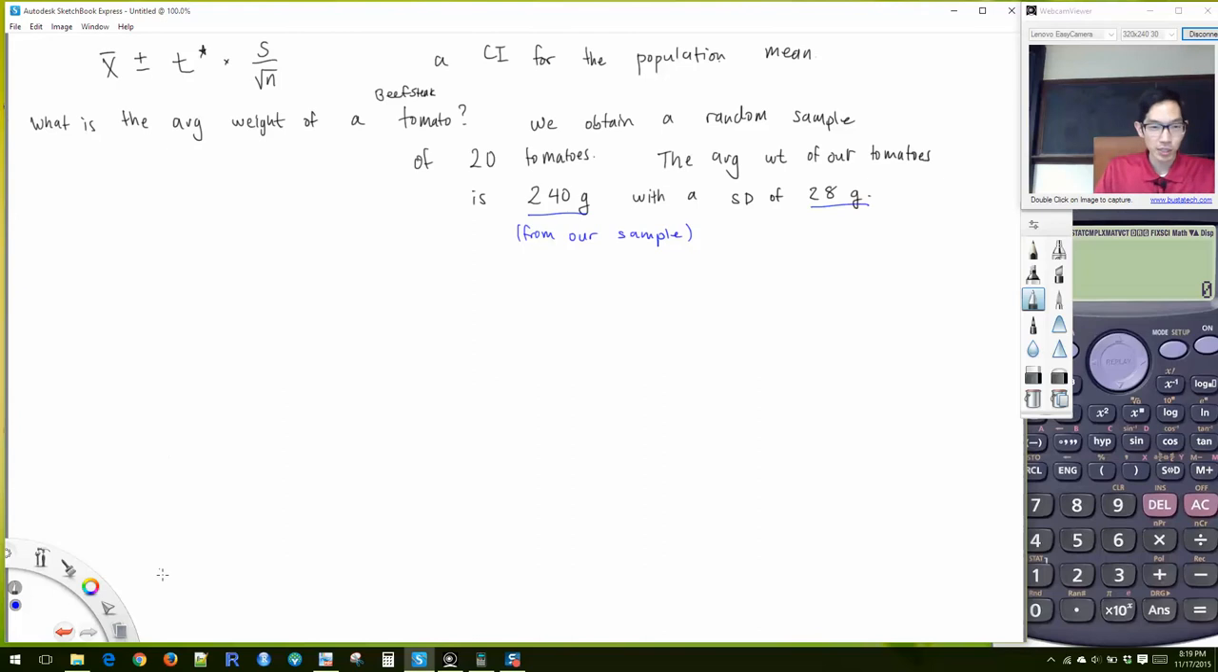Okay, so based on our sample, let's make a 95% confidence interval for the mean weight of all tomatoes, or mean weight of all beefsteak tomatoes.